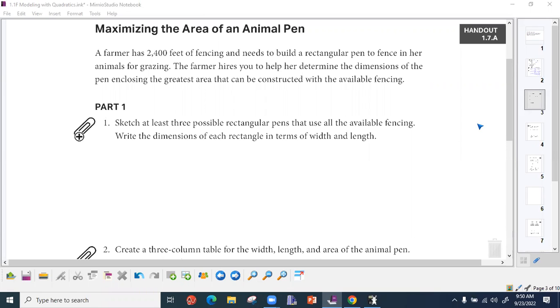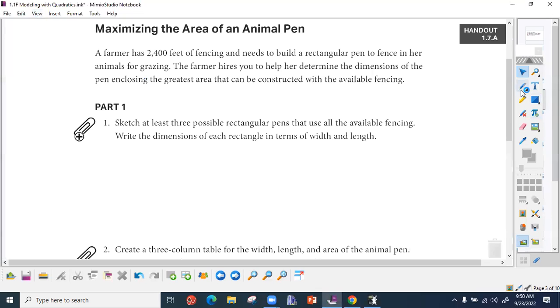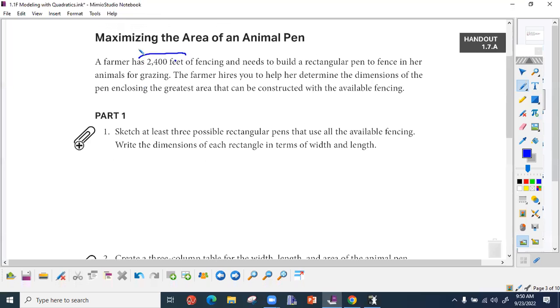Okay, so the farmer has 2,400 feet of fencing. What I want you to do at your table is take a moment and come up with possible dimensions of her rectangular fence. When it says possible dimensions, you're telling me the length and the width of what the fencing could be. Does that make sense? The key thing to remember here is that she only has 2,400 feet, so you have to make sure you do not go above 2,400 feet.